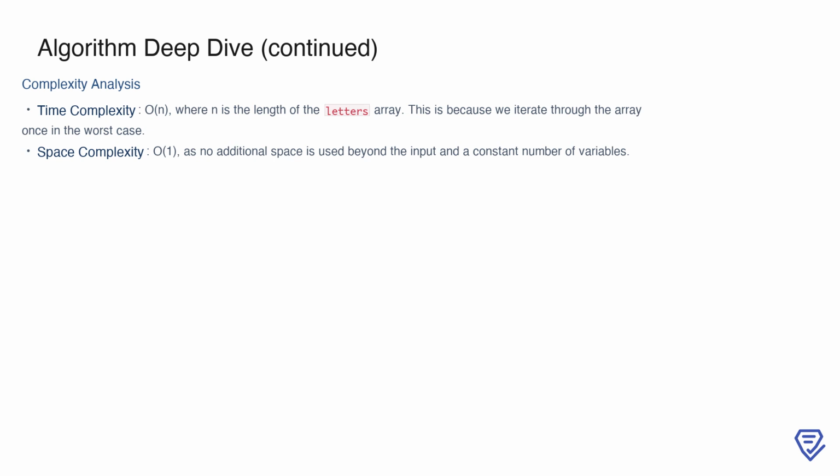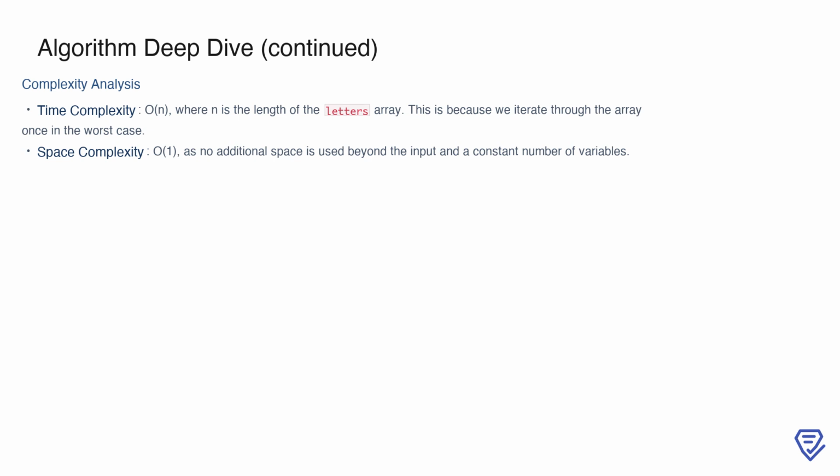The time complexity is O(n), where n is the length of the letters array, because in the worst case, we might need to iterate through the entire array. The space complexity is O(1), as no additional space is used beyond the input array and a few variables for iteration and comparison. This makes the brute force method space efficient.